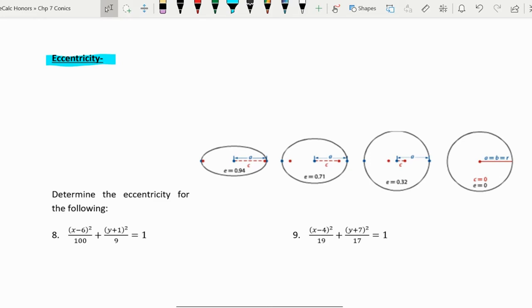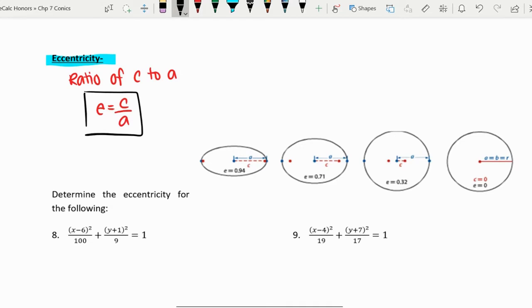And this is going to be kind of the measure of how fat or how football shaped or how circular an ellipse is. So the eccentricity for an ellipse is the ratio of C to A. We usually use the variable e to define it, and it would just be c over a.